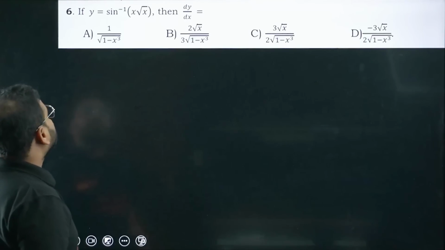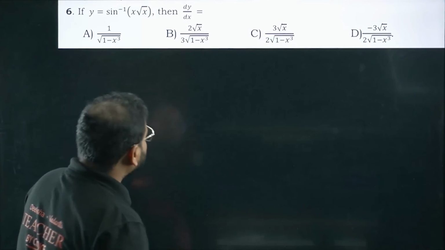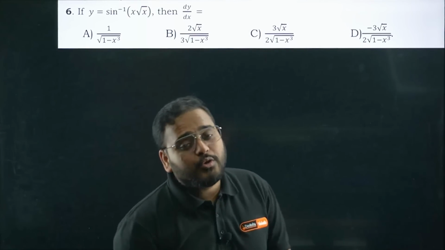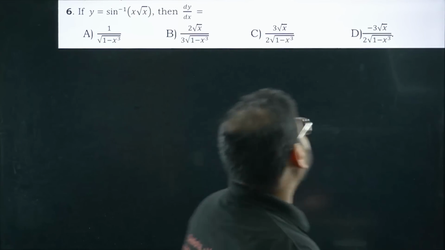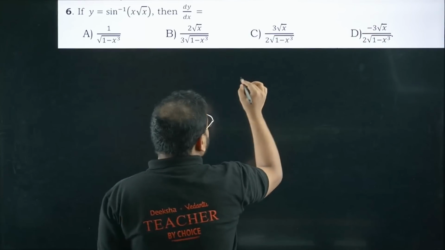Moving on to question number 6 now. Y equal to sine inverse of x root x. What is the formula being used over here to find the derivative? The chain rule. We can use the chain rule over here. Let's see. We'll apply it first for sine inverse. Let me write it over here.